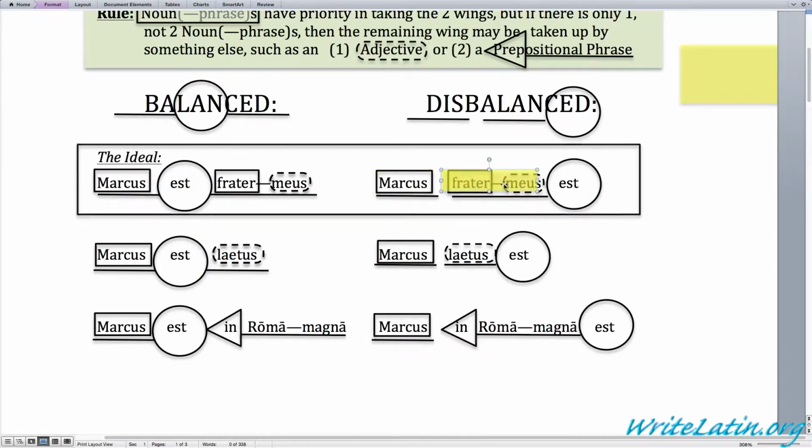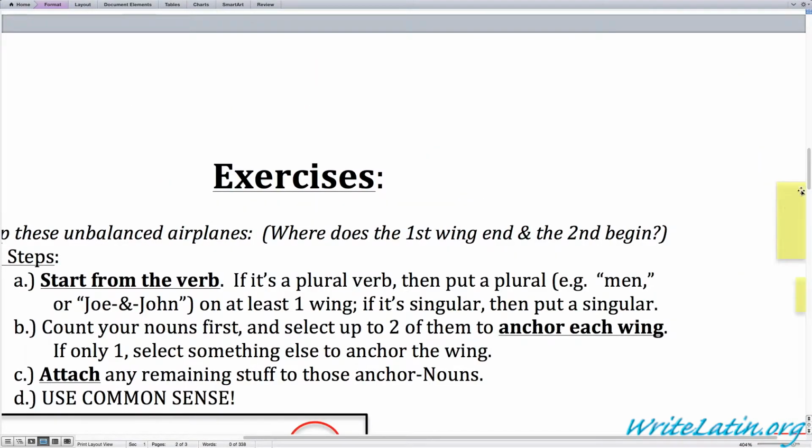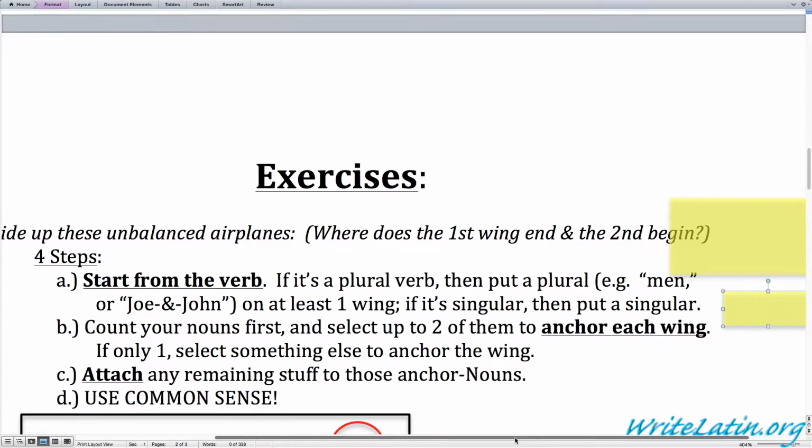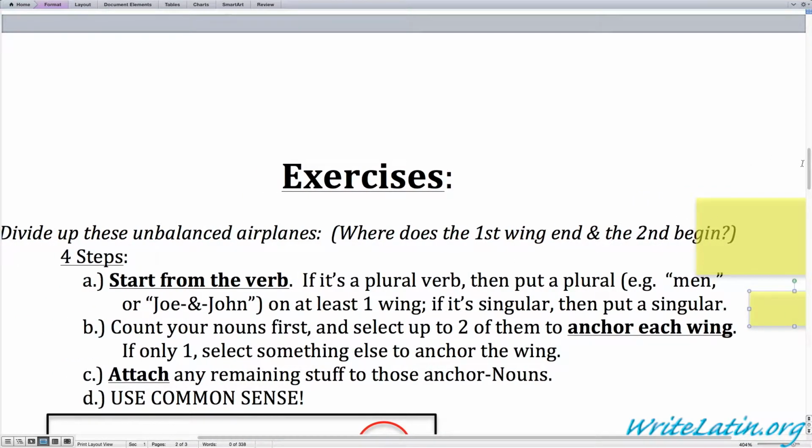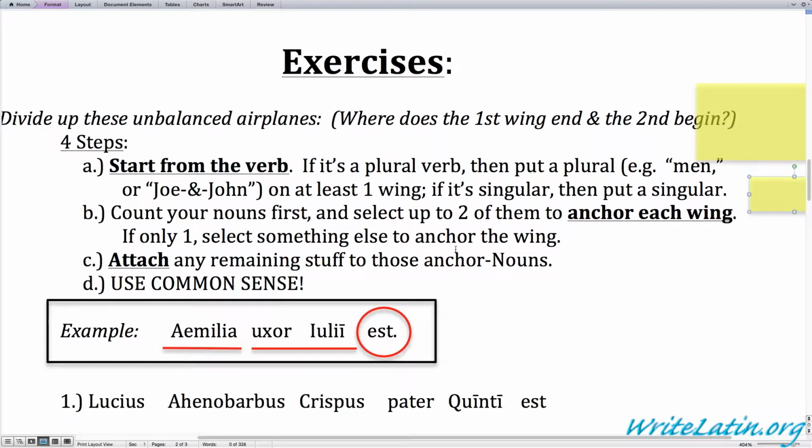So watch out for that second noun. Let's go down and try some exercises. Divide up these unbalanced airplanes. In other words, split up the two wings. Where does the first wing end and where does the second wing begin? And I have 4 suggestions to help you.